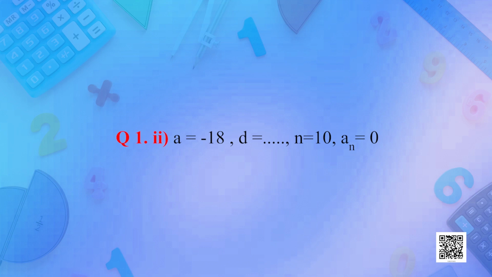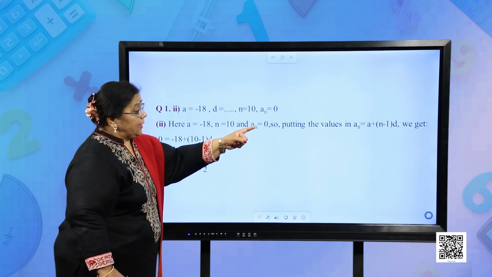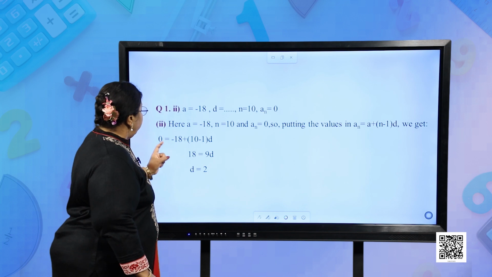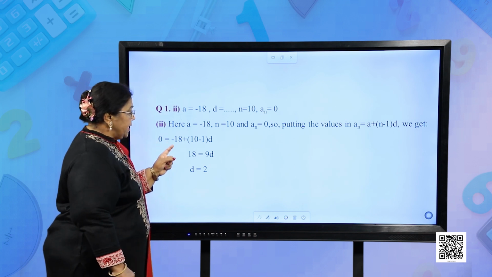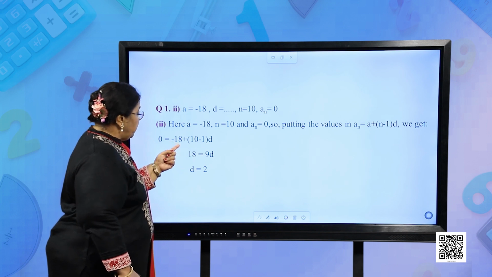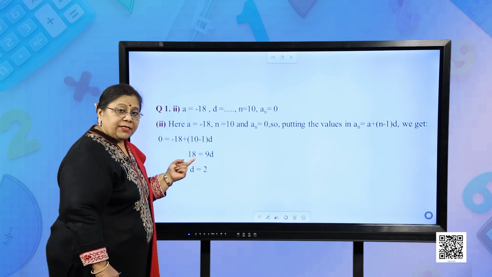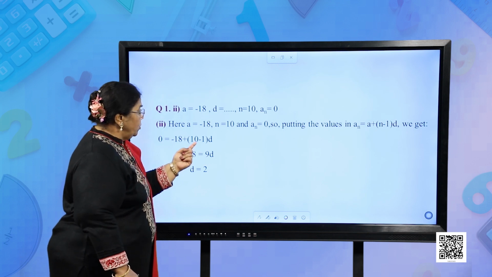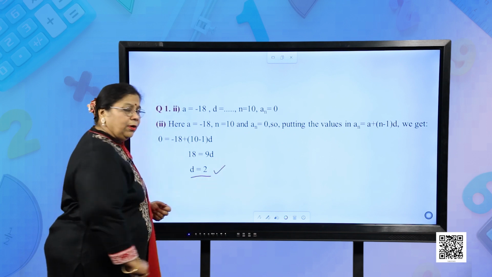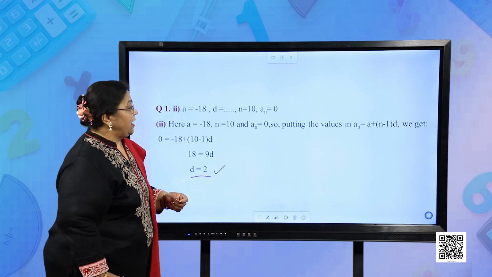Here the first term A is given as minus 18. We are supposed to find the common difference D where n is 10 and An is 0. By putting the values in the general expression An is equal to A plus n minus 1 into D, we get 0 is equal to minus 18 plus 10 minus 1 into D. If I bring 18 to the left hand side, the sign will change and I will write 18 is equal to 9 into D, and on simplification we get the common difference is equal to 2. Simple, is it not? Let us do the next question.